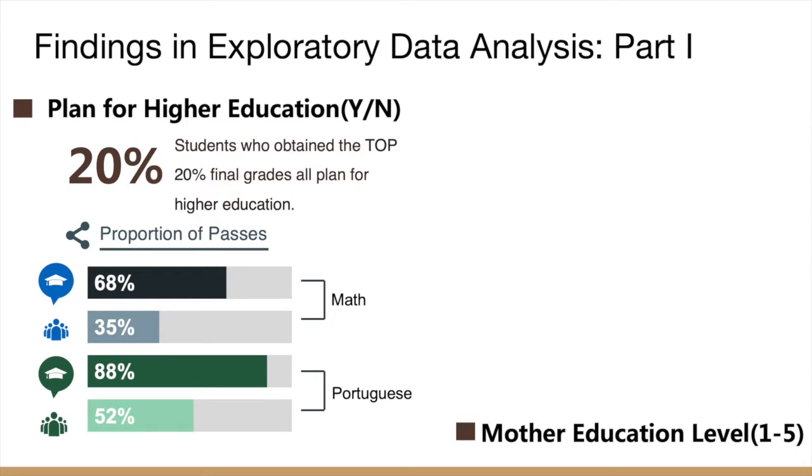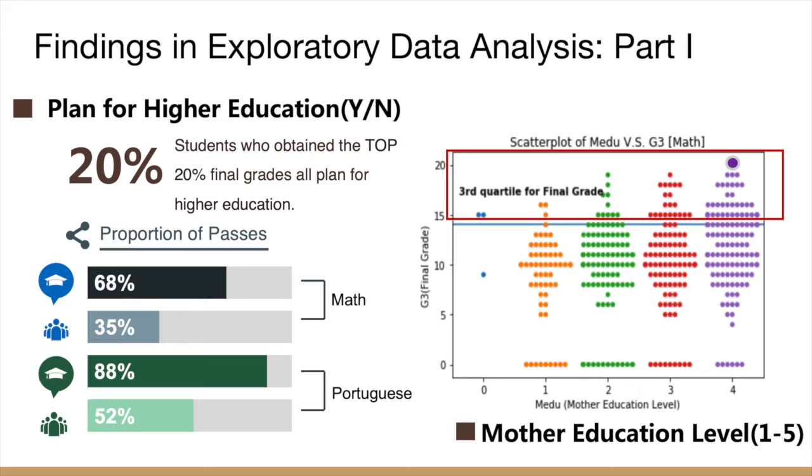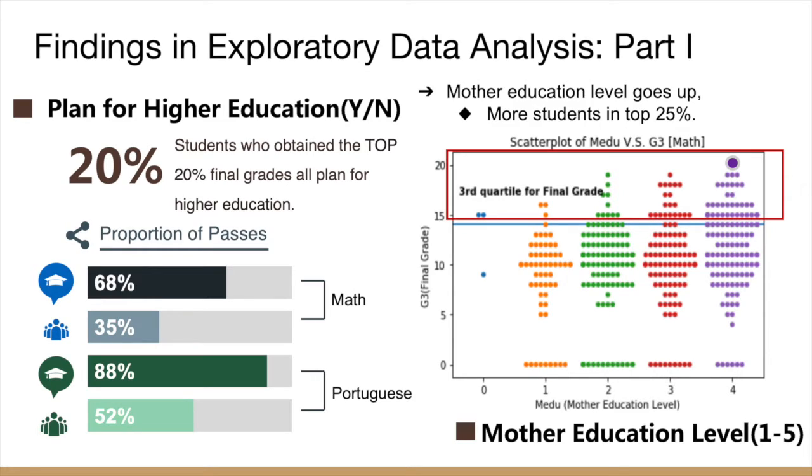And next, another interesting variable that we found is a discrete numerical variable called mother education level, from a scale of 1 to 5, with 5 being the highest. And now let's take a look at this graph. So the blue line here highlights the third quartile for the final grades, and what that means is that every point above that line represents a student who gets a final grade that's in the top 25% range. And as we can see, as mother education goes up, we have more students in the top 25% range.